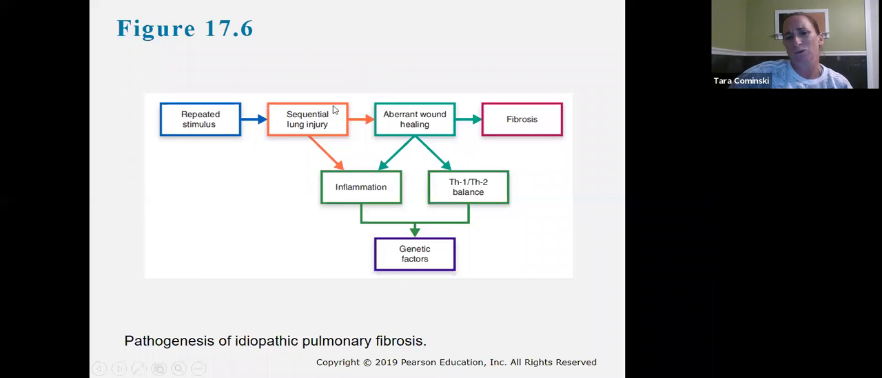But again, what I want you to understand from this is that there is something that's inducing damage to the alveoli, to the epithelial tissue, right? The alveolar tissue, and the body is not able to repair that properly, and instead is replacing that tissue with fibrotic tissue, okay?